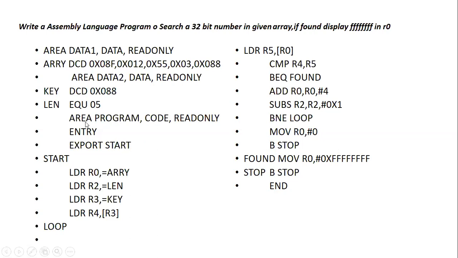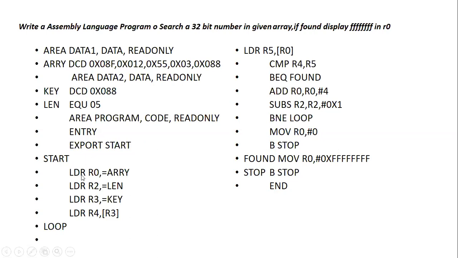So define a memory area and name it as a program, make it a code segment, and give the access as read only. Next, with the help of the ENTRY keyword, we are going to enter into the code segment and then export. So we are going to export our program right from the label start. Okay, so this is the initialization of our code segment.